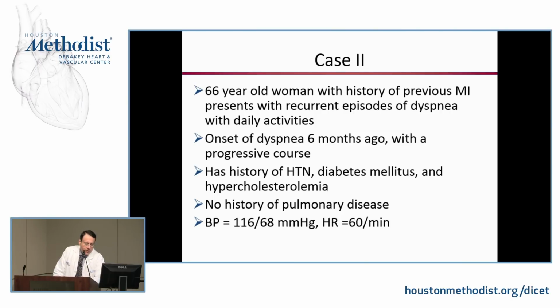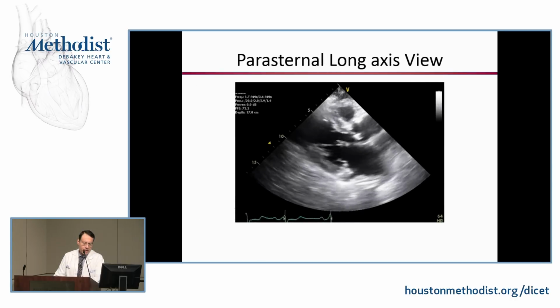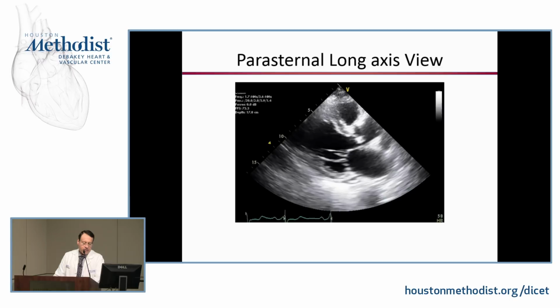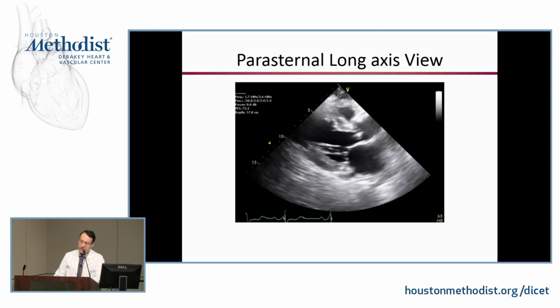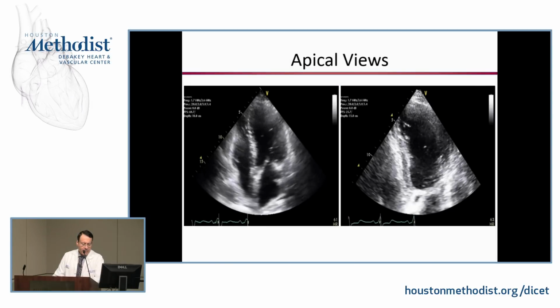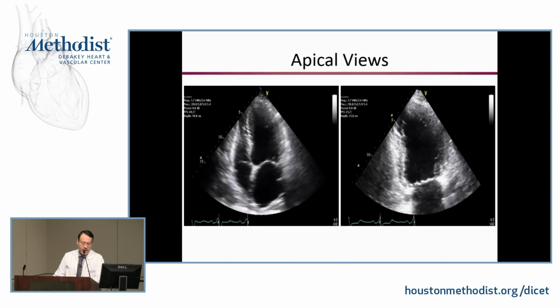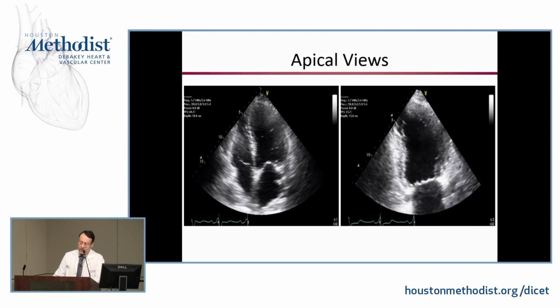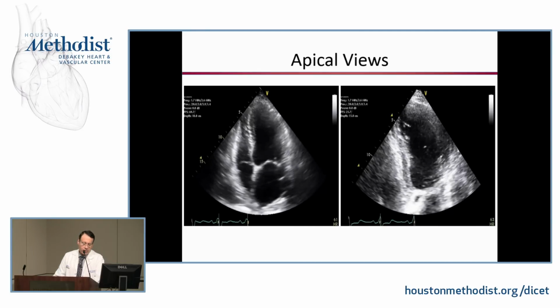Someone with a history of a previous MI presents with recurrent episodes of dyspnea on daily activities, hypertensive, diabetic, hyperlipidemia, no history of pulmonary disease. So again, you have a setting where it says this is a cardiac case, it's not going to have a normal myocardial function. We look at the parasternal long axis view, clearly abnormal LV function, depressed, segmental wall motion abnormalities, okay? Apical 4 and apical 2, a big left atrium, and an inferior wall and inferior septum that are akinetic. So it's an abnormal heart.